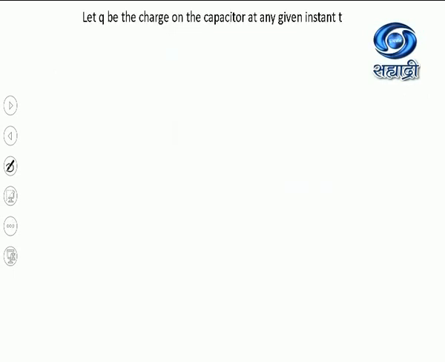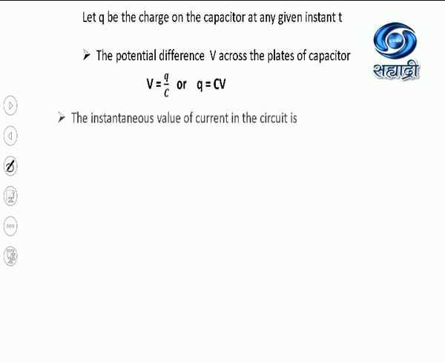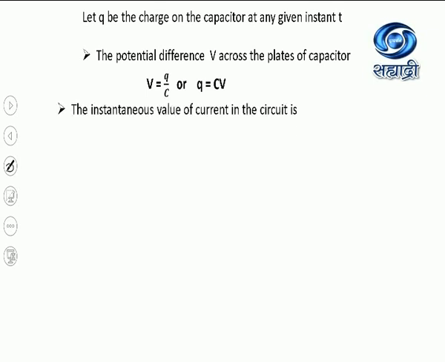Let Q be the charge on the capacitor at any given instant t. The potential difference V across the plates of the capacitor is given by the formula V = Q/C, or we can write Q = CV. The instantaneous value of the current in the circuit is given by the formula I = dq/dt. This is the basic definition of the current: current is the rate of flow of charge. If dq charge flows in time dt, current is dq/dt. So that is d/dt of q.